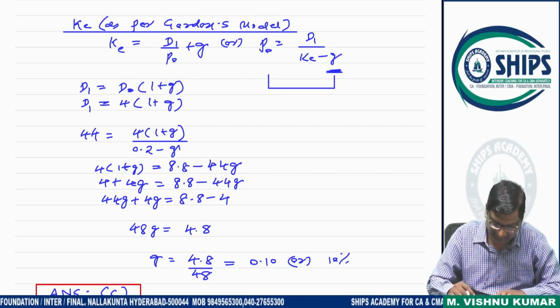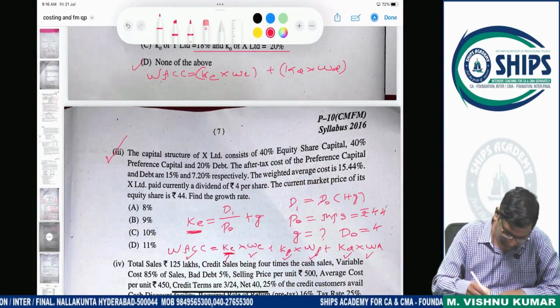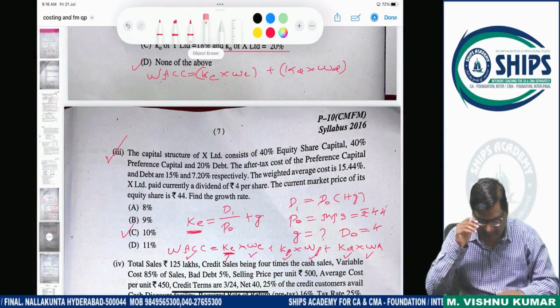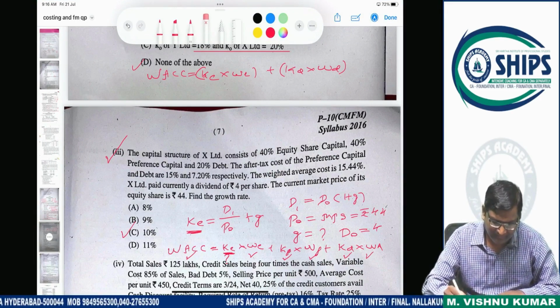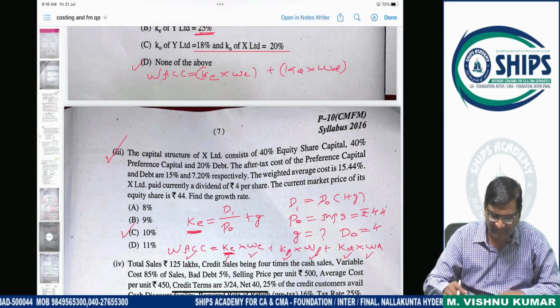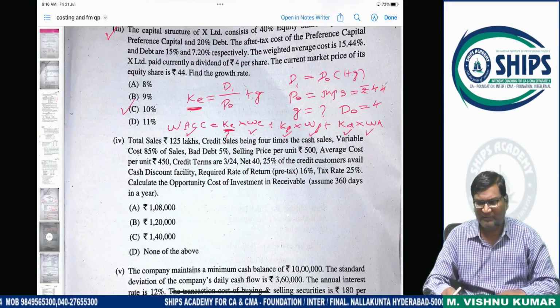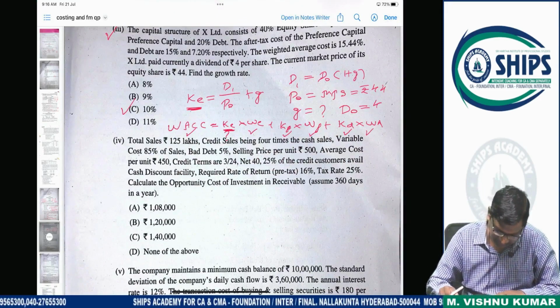That's it. So the answer is C. C is the correct answer. This is also a manageable question, but for 1 mark, this is not justifiable. At least this should be for 4 marks, 5 marks, or 2 marks at minimum.